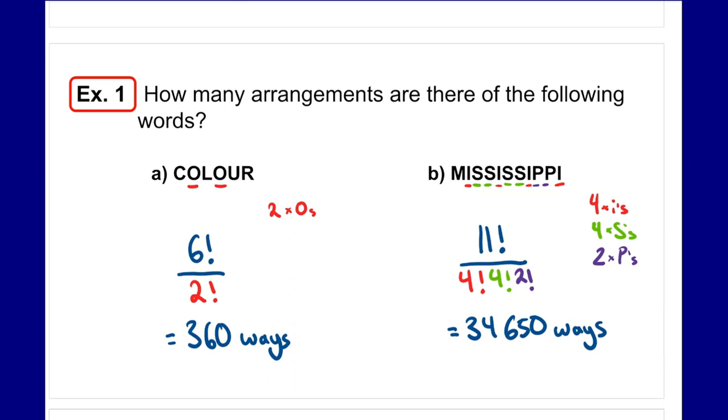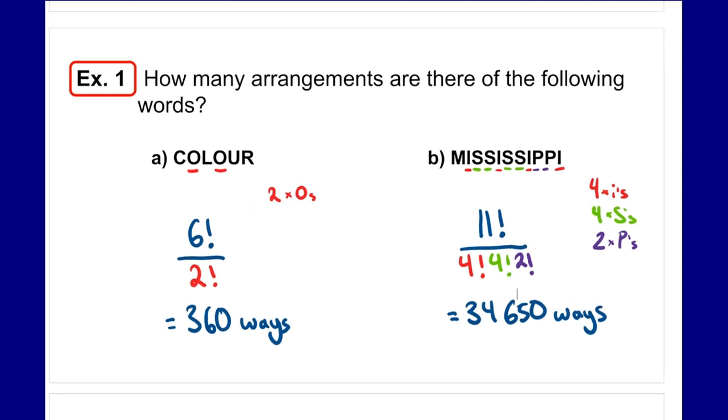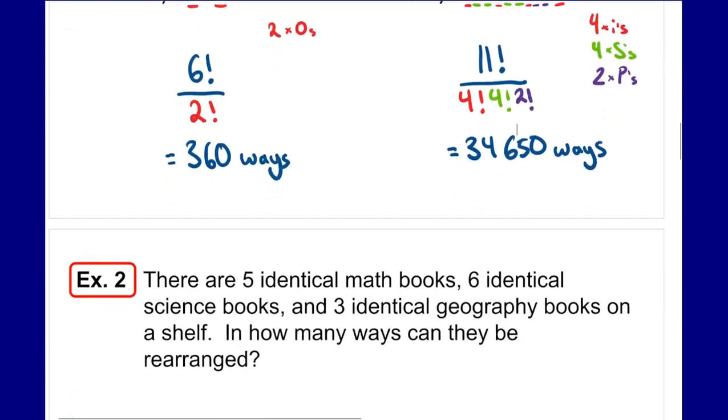ways. So again, we're taking into consideration the items that are identical, where we wouldn't be able to tell the difference, dividing by that factorial, which accounts for the arrangements where the 2 P's or the 4 S's might be in the same location. Even though we might think that they're different, they would appear not to be.